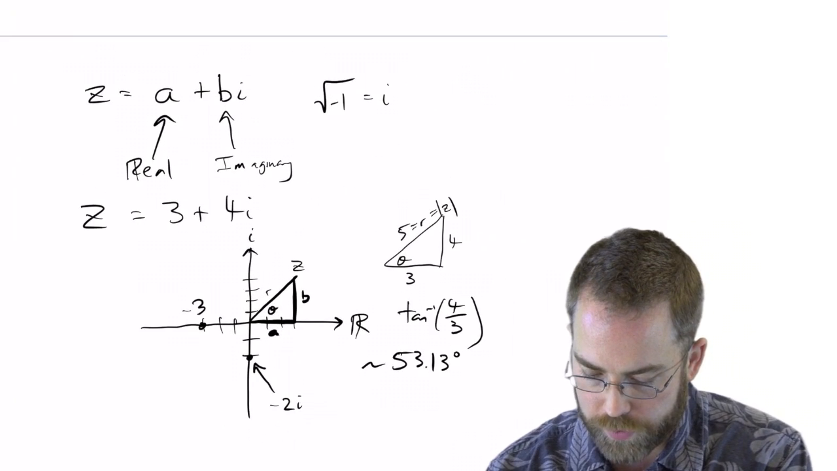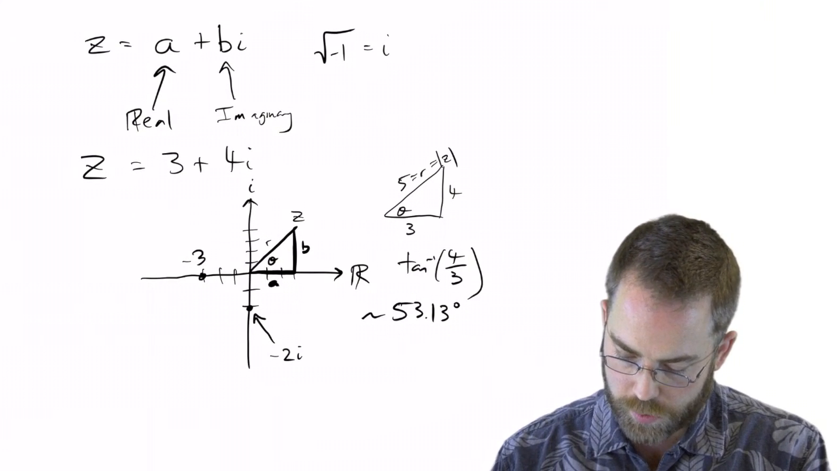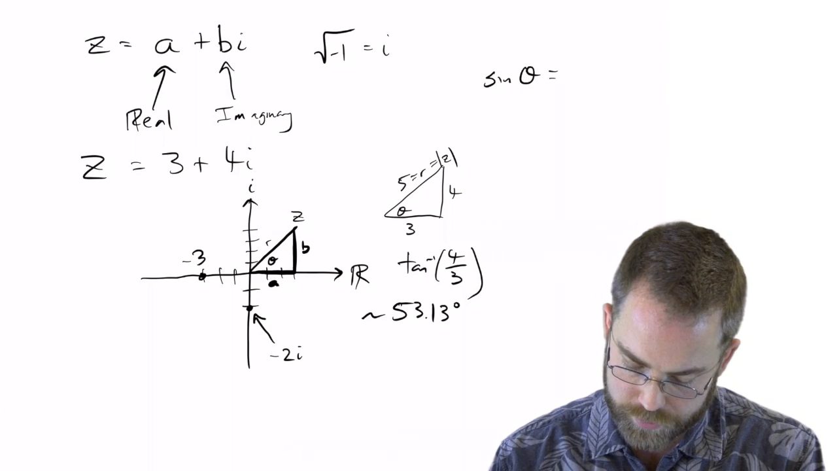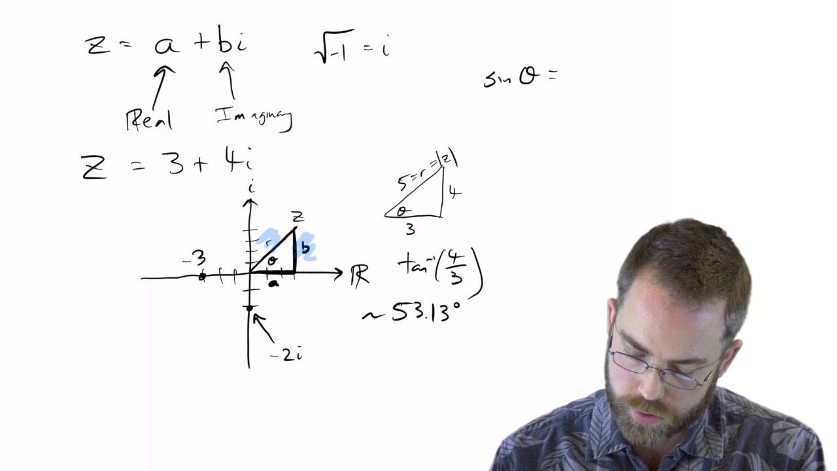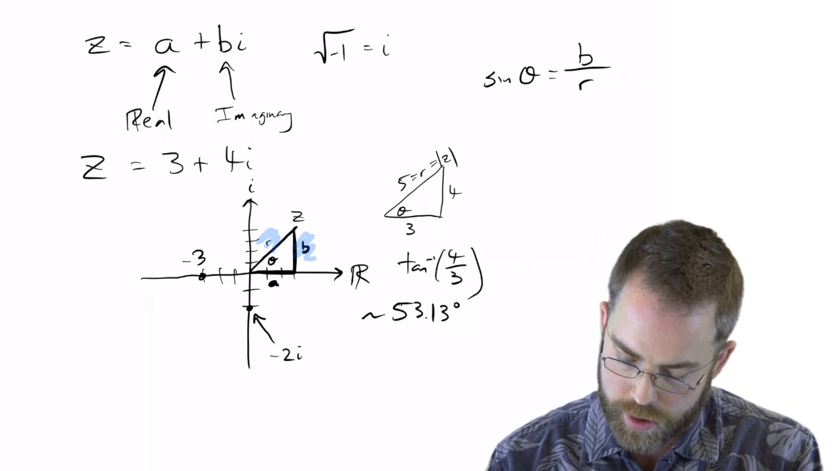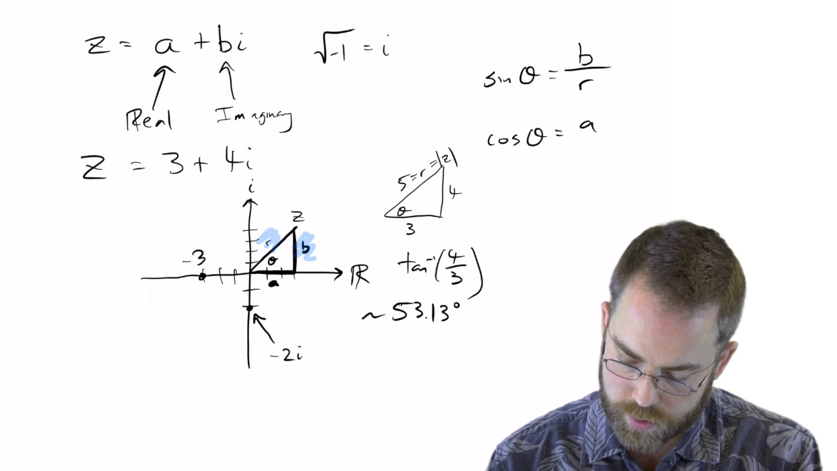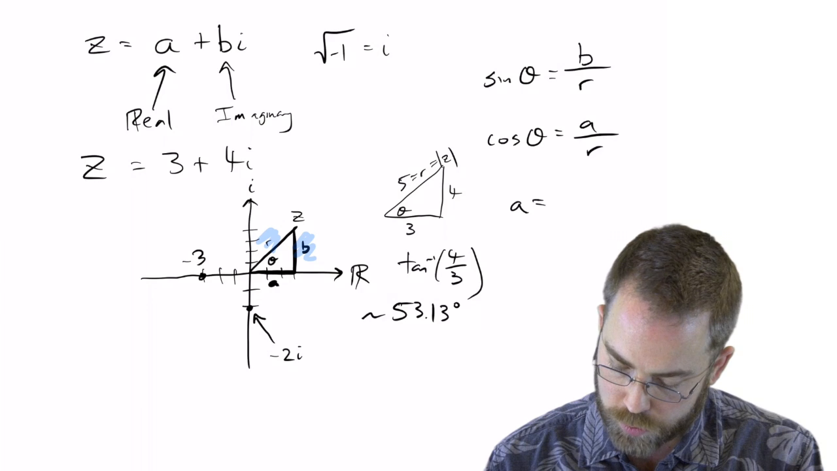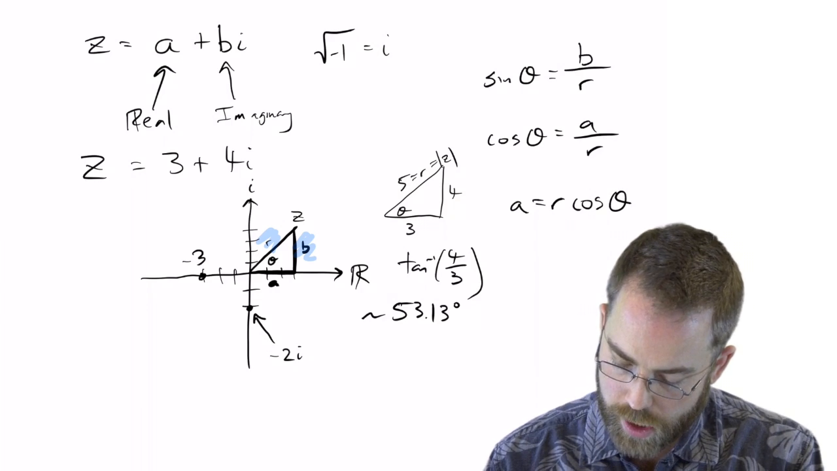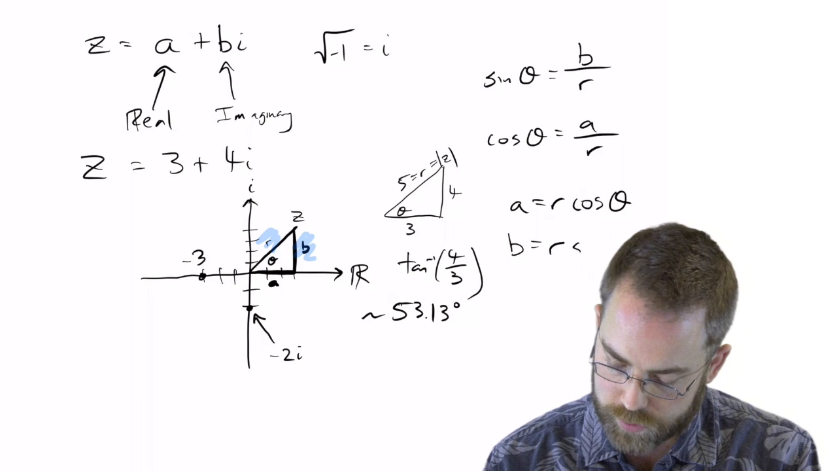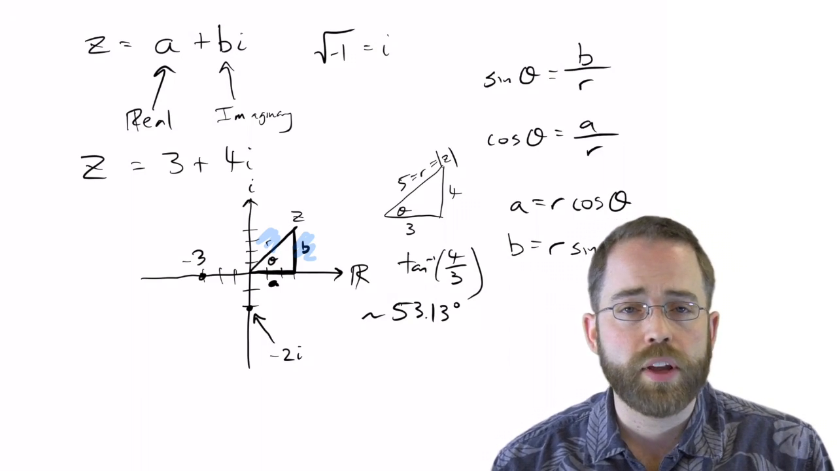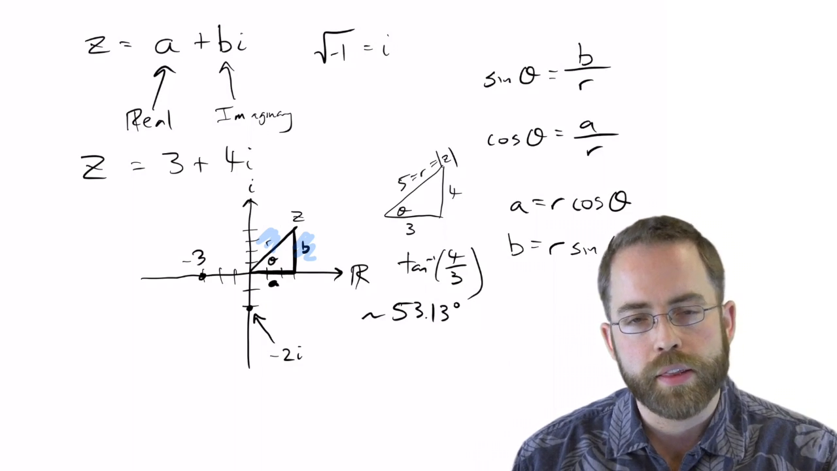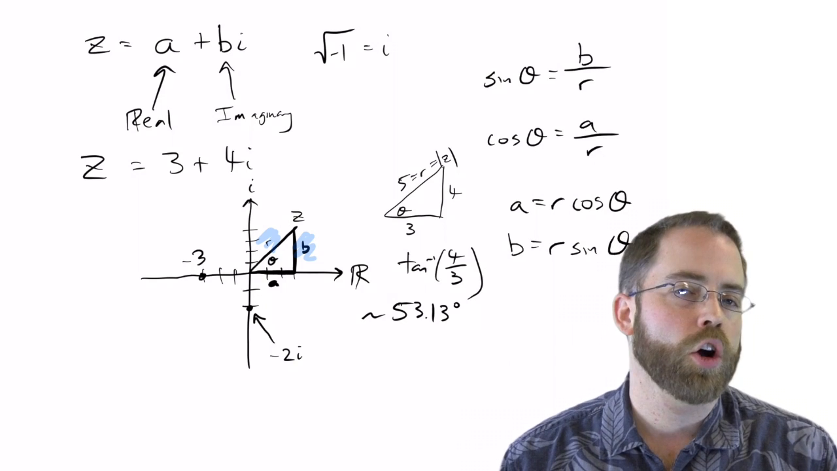Okay? So everything we've been doing with polar, you can find r and theta given a and b. And you can go the other way, of course, like we've been doing. You could say that sine of theta is opposite over hypotenuse, so that's b over r, and cosine is adjacent over hypotenuse. So then solving for a and b, we get that a equals r cos theta, and b equals r sine theta, okay? So that's everything we've been doing with polar, going back and forth between a and b, in this case, instead of x and y, a and b and r and theta.